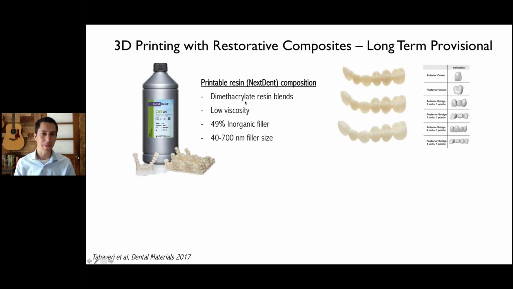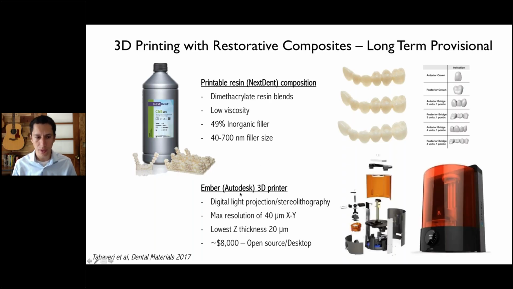So these are Dymatech resin blends, low viscosity. They have a very similar filler content to what we see in other composites of low viscosity, of course. The filler size is also very similar. And in this particular case, we use an Ember Autodesk 3D printer. This is an open source 3D printer that you can basically open up and hack into if you want. It costs less than $10,000. It's a DLP type system. The resolution is down to 40 microns in XY, and the lowest Z thickness that you can print with is 20 micrometers. So, it's quite a precise system.